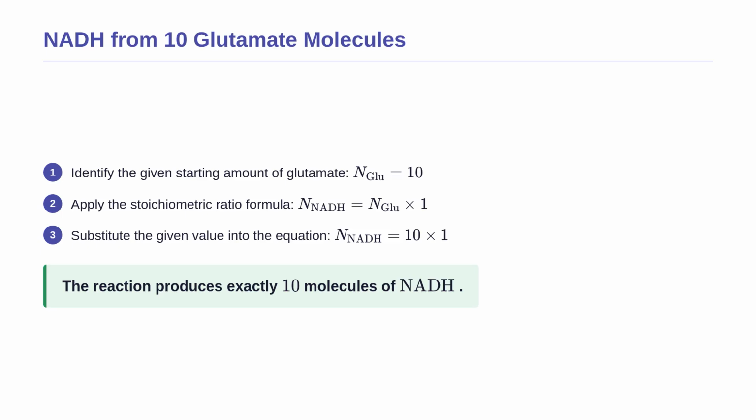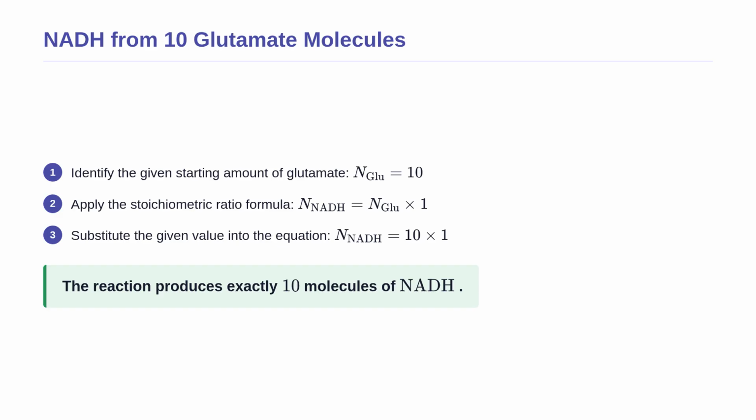Before we move on to total energy, let us see this formula in action with a concrete example. Suppose a liver cell processes 10 molecules of glutamate during a period of fasting. We are given that N-glu equals 10. We choose our stoichiometric formula because it directly links our reactant to our desired product. By substituting 10 into the equation, we multiply 10 by 1. The final answer is exactly 10 molecules of NADH.